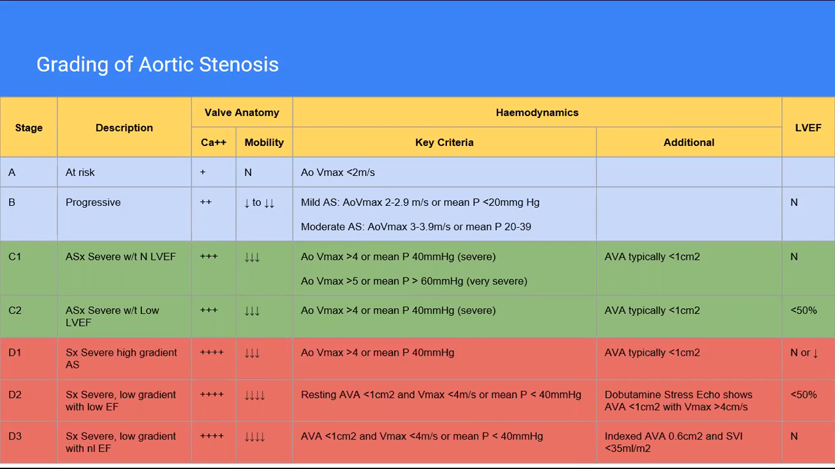So in D2, these are your special subclass of people with severe symptomatic AS, where they have low ejection fraction. And in those, to grade them accurately, you have to do a dobutamine stress echo. And for class D3, again, we mentioned that these are the special ones with low gradient, low flow, but normal ejection fraction. These are the types of patients that you need to do the CT chest to do the aortic valve calcification score on.